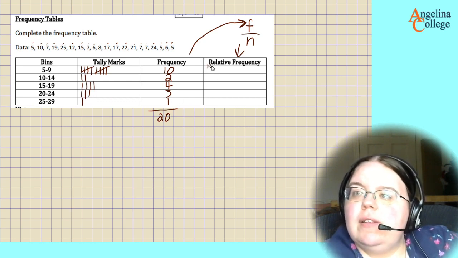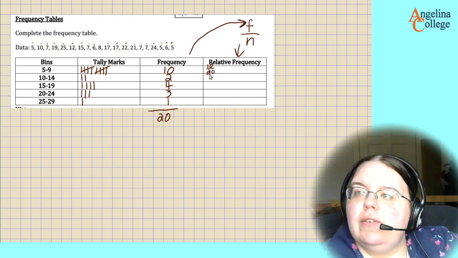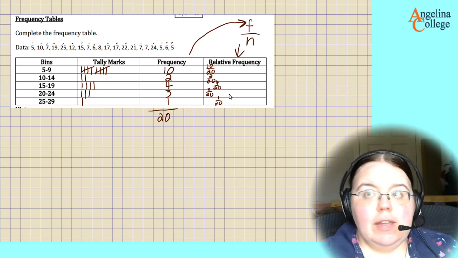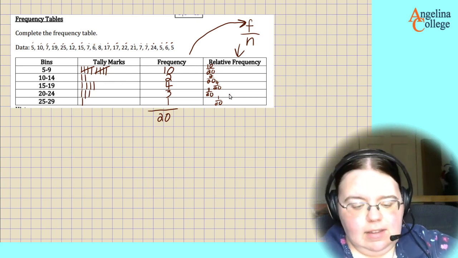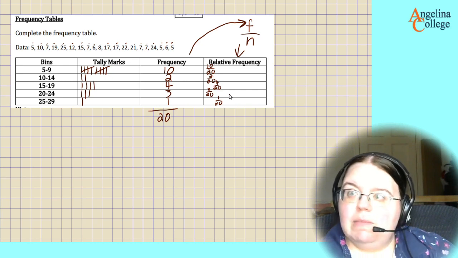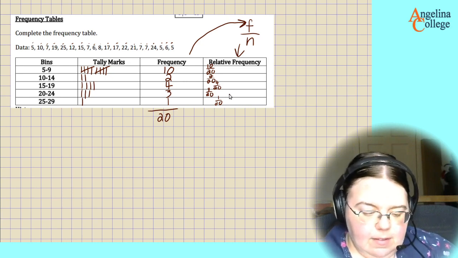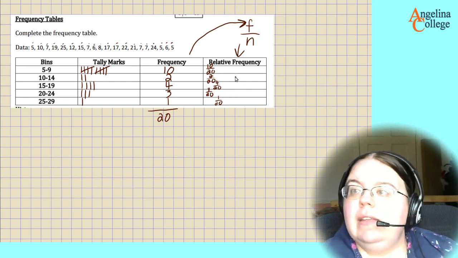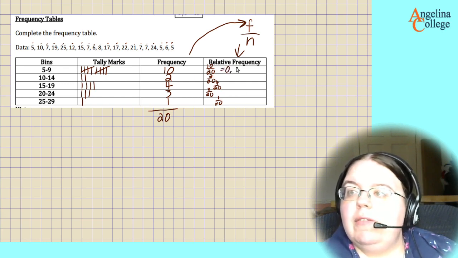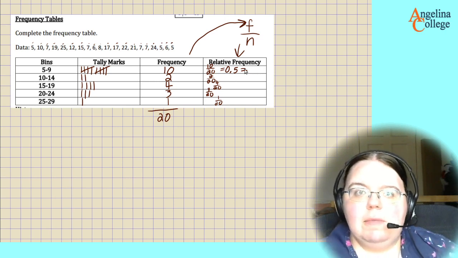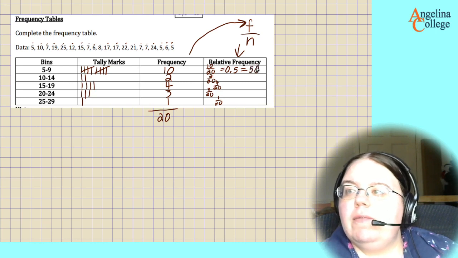So that relative frequency would be 10 out of 20 for the first, 2 out of 20 for the second, 4 out of 20 for the third, 3 out of 20 for the fourth, and 1 out of 20 for the fifth. We often give these as decimals or percents. So I'm going to grab a calculator for that, although some of these you can do mentally. 10 out of 20 would be 10 divided by 20. So that's the same as 0.5, which would be, if we move that decimal point 2 places, another way to do that is hit times 100 on your calculator, 50%.